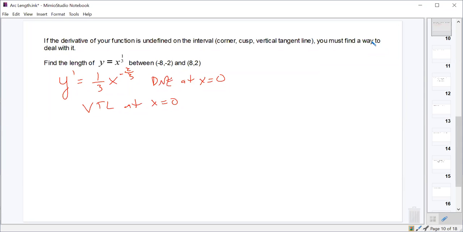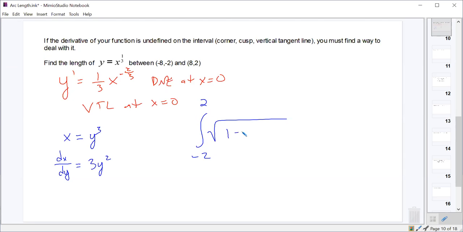Okay. So what if we converted it then instead into terms of y? We'd say that x is equal to y cubed. And then what's the derivative of x with respect to y? It should be 3y squared. 3y squared doesn't have any issues between y equals -2 and y equals +2, does it? In fact, it doesn't have any issues anywhere. Agreed? Yeah, agreed. All right. So all we'd have to do then is integrate from negative 2 to 2 the square root of 1 plus 3y squared squared, or 1 plus 9y to the fourth dy, which would come out to be what?